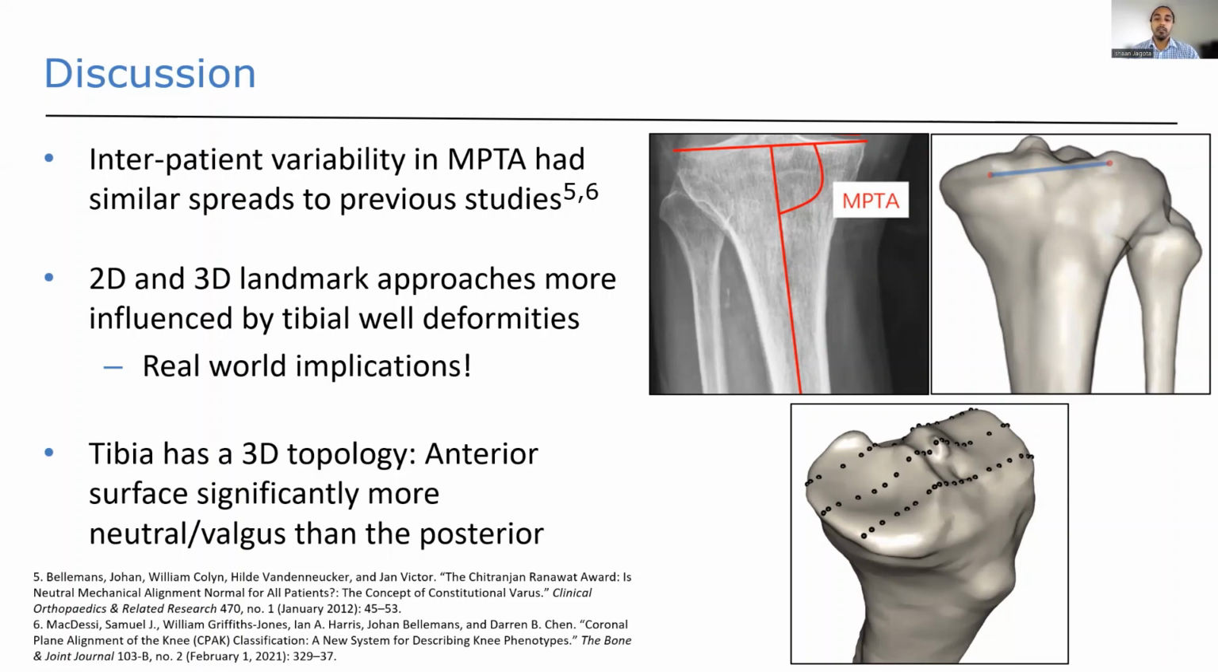This has implications for alignment philosophies and classification systems, which ultimately rely on the MPTA as a source of defining the native tibial alignment. However, it's also important to consider the 3D topology of the proximal tibia. For instance, the anterior surface was observed to be significantly more valgus relative to the posterior surface.